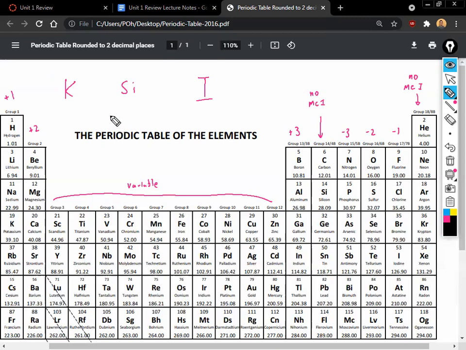Alrighty, guys. What did you guys get for potassium's MCI? Yeah, +1. Okay, because it's right here, in the +1 column. So we just write plus on the top right. And if potassium became +1, did it gain or lose electrons? Lose. It lost an electron. I know it's kind of weird, it's been a while, but if something becomes positive, it means it lost an electron.